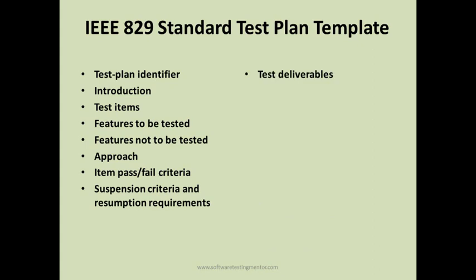Then what will be the test deliverables at the end of the test cycle? What will be the test deliverables that you will be delivering? For example, test strategy, test plan, suite of test cases, test scripts, any automation scripts that will be developed. So all the test deliverables that need to be delivered to the stakeholders will be mentioned in the test plan as well. Then what will be the testing tasks that need to be done in the testing life cycle?